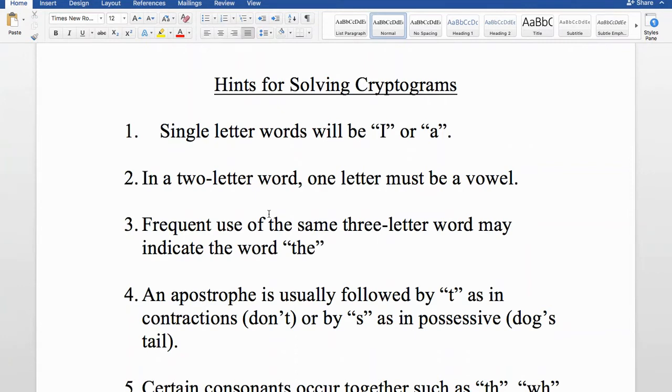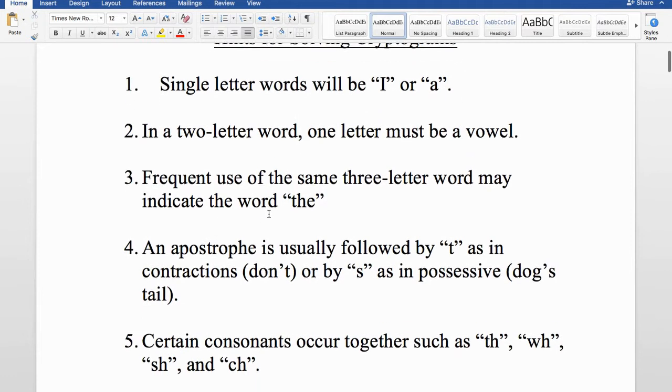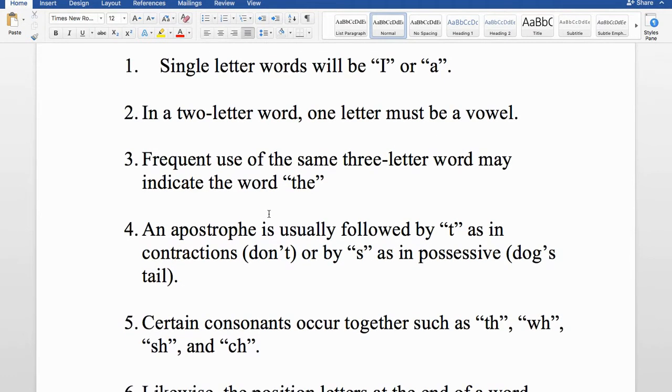If you get a three-letter word that's used often, so it repeats itself throughout the cryptogram, not always, but in many cases, the most common three-letter word is "the." And so you can try "the" in that cryptogram and see if that fits. It may not. It's not always a "the" if it's repeated, but a lot of times it is. So that's a strategy that you can work.